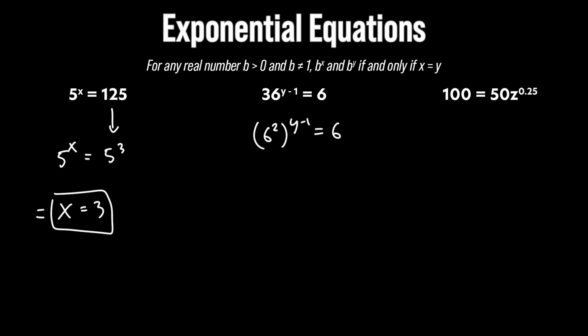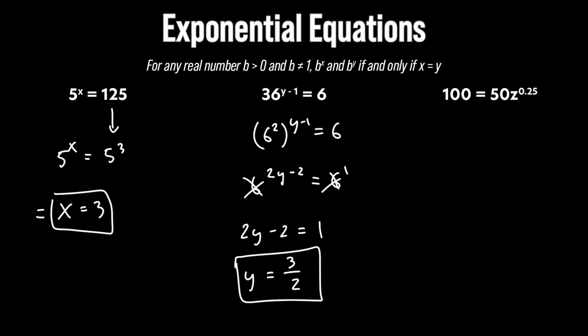Now you can distribute the exponent, so it would be 6 to the power of 2y minus 2 is equal to 6. 6 by itself is equivalent to 6 to the first power. Now we can remove the bases on both sides, and we get 2y minus 2 is equal to 1. And if we solve this out, we'll get y is equal to 3 over 2.